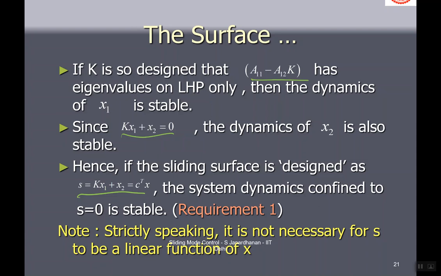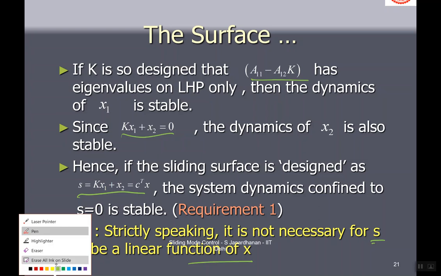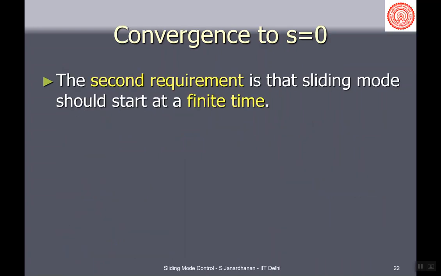However, we should remember that the linear surface is just one of the choices. It is not necessary that S is a linear function of X. It can be a nonlinear function of X, the only requirement being that confined to S equal to 0, the system dynamics should be stable. Okay, that was the surface design. How to come to S equal to 0, that is the second requirement. The sliding mode should start, that is, S equal to 0 should be achieved within a finite amount of time.